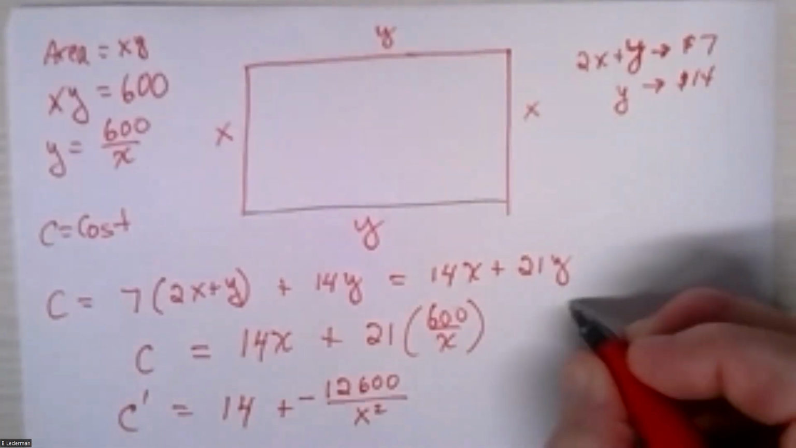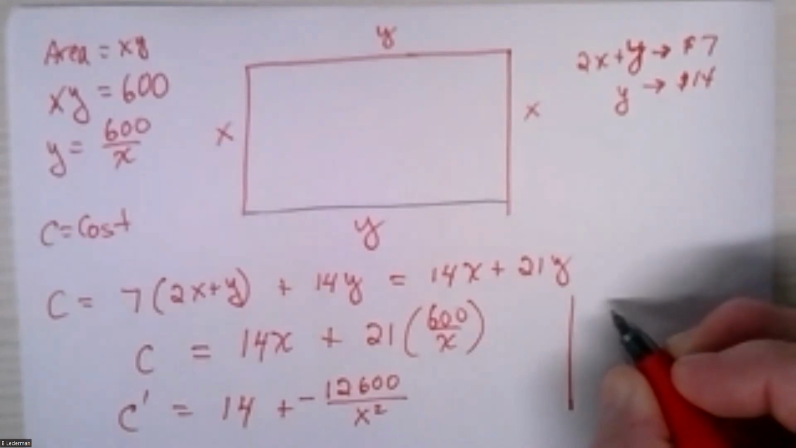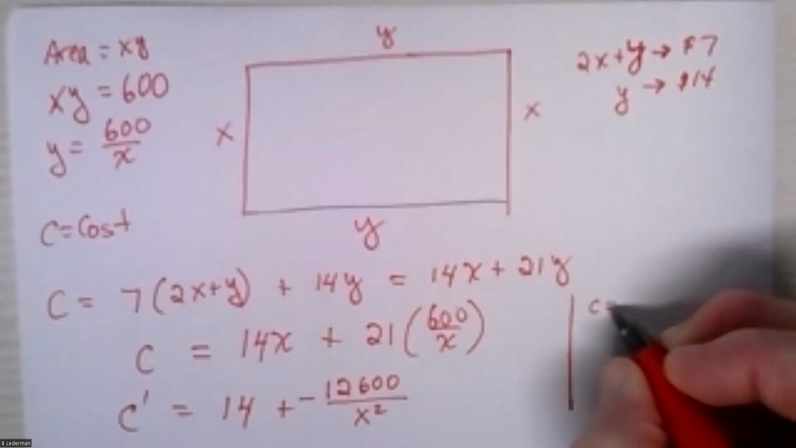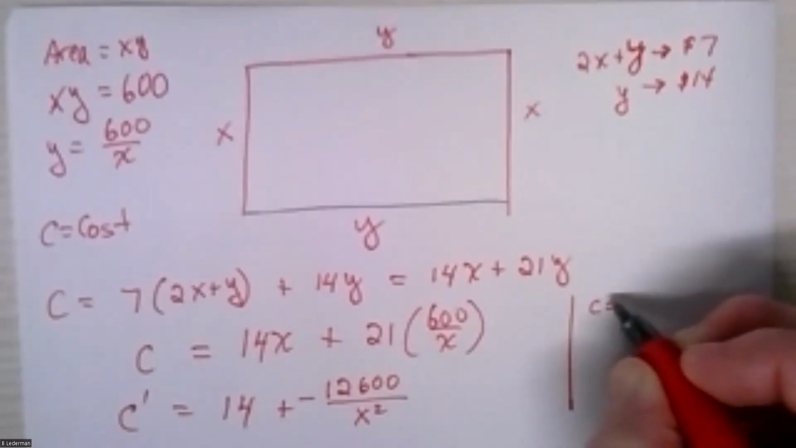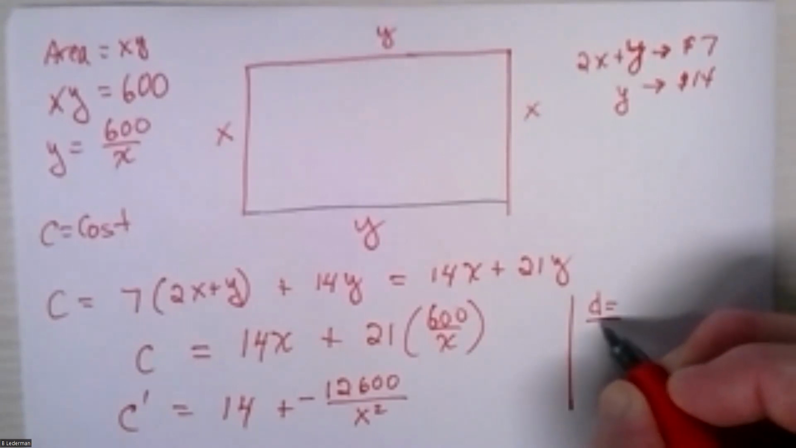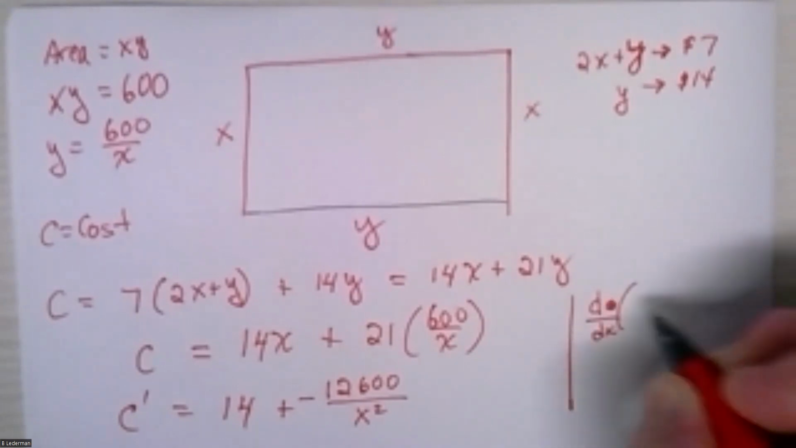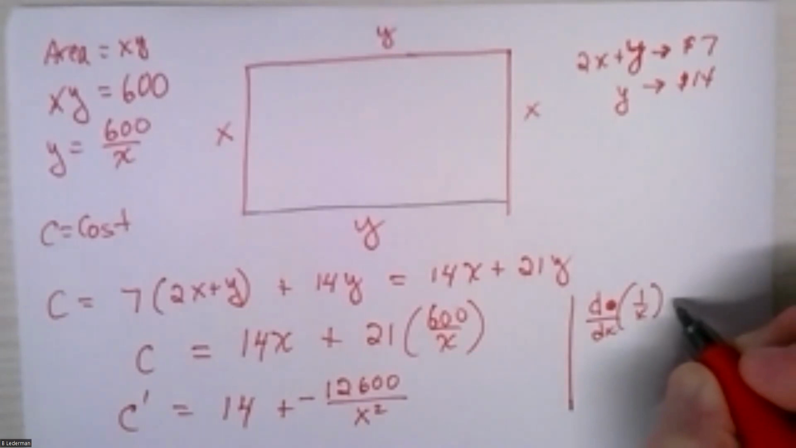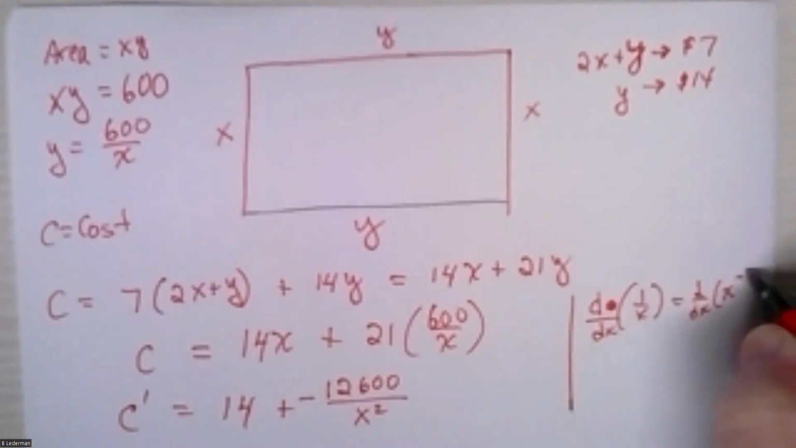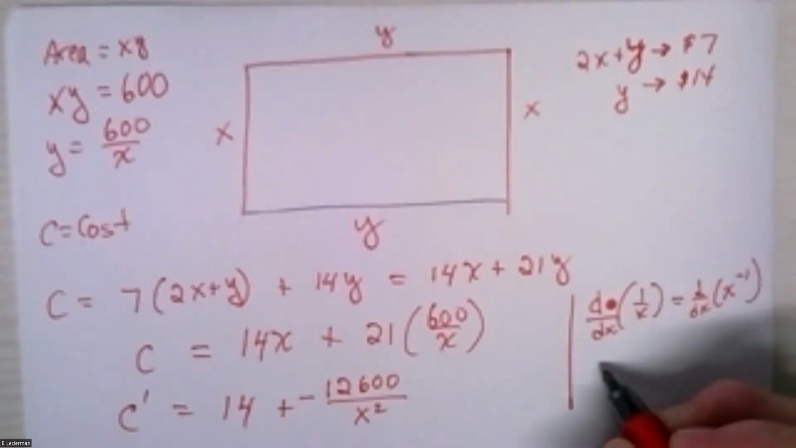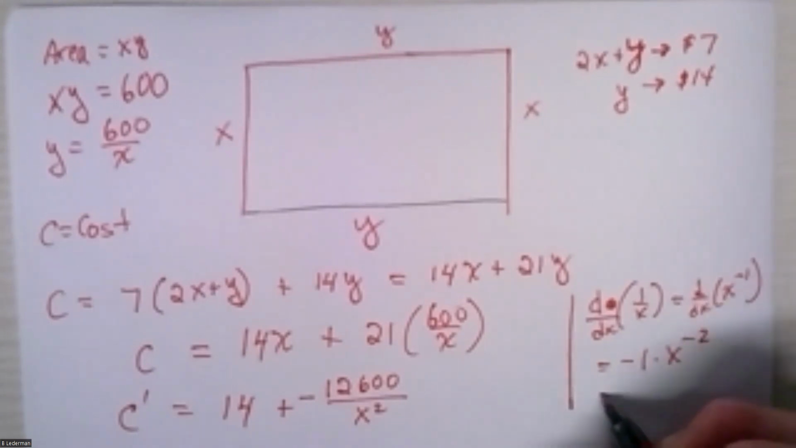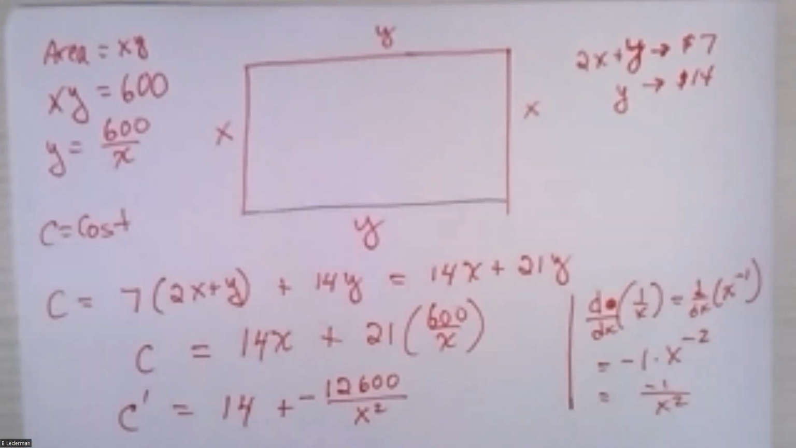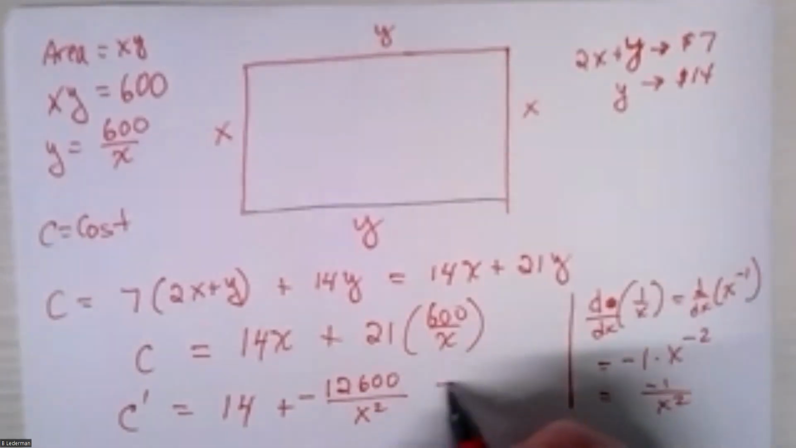Just as a side, I'll tell you where I got that from. Let's take the derivative d/dx of 1 over x. That's the same thing as d/dx of x to the negative 1. So it equals negative 1 times x to the negative 2. That's the same thing as saying negative 1 over x squared. Now we want to set this equal to 0.